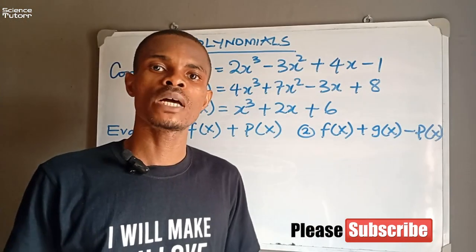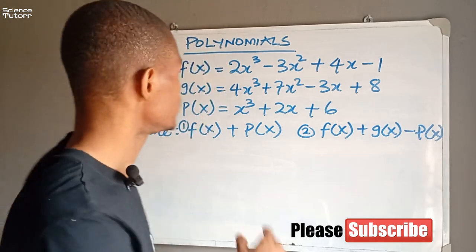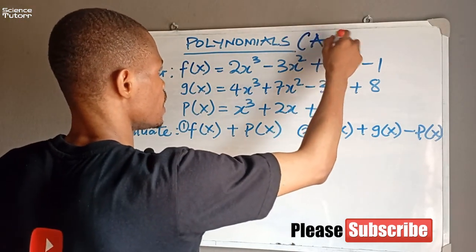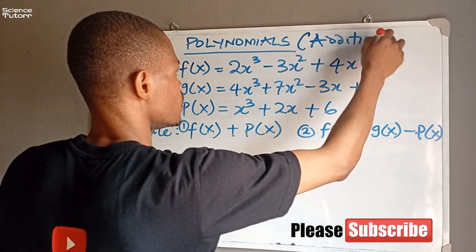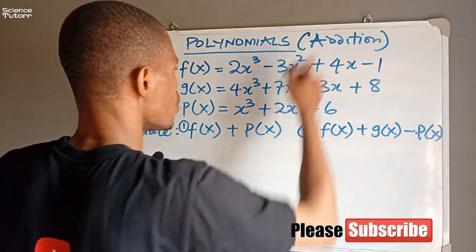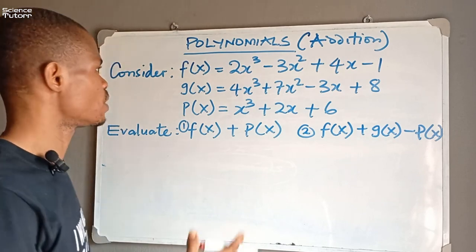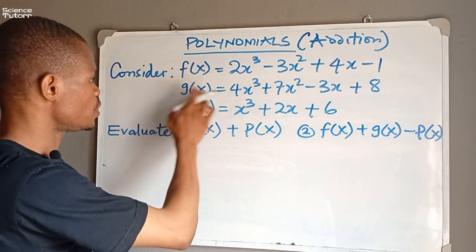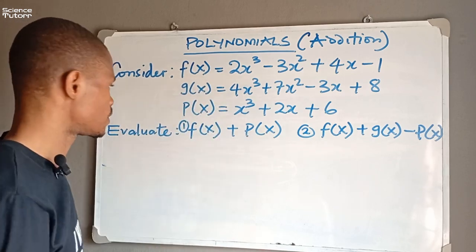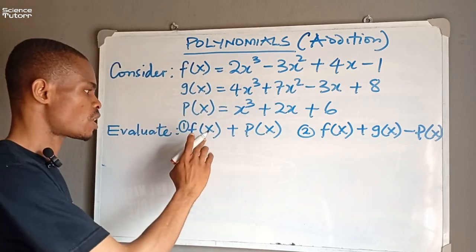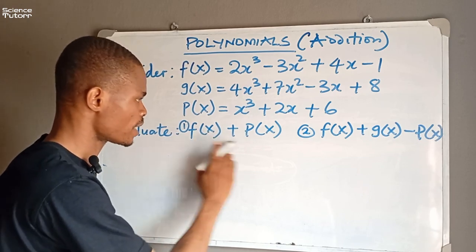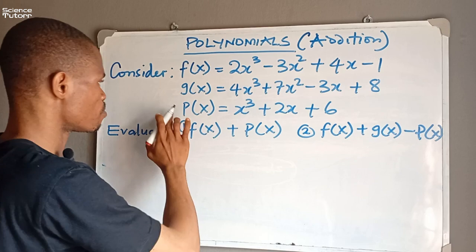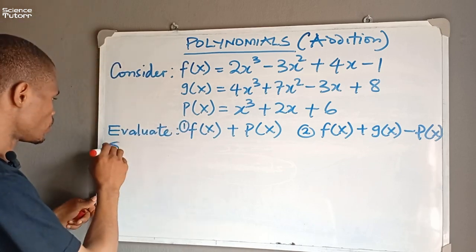So still on polynomials, we shall be solving problems based on addition. Addition of polynomials: how do we add two or more polynomials? We have this question on the board. We have f of x, g of x, and p of x. The first question, we are required to add f of x and p of x. So f of x plus p of x, solution.